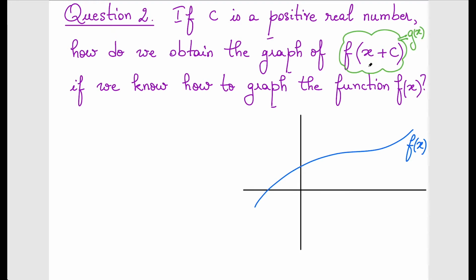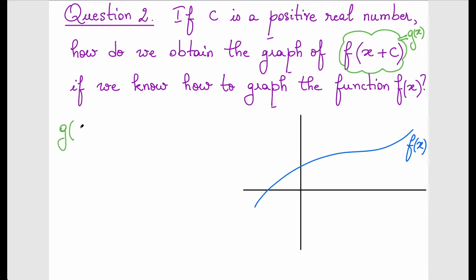So there is an algebraic relationship between the function g and f. The question is, how does this translate at the level of geometry? How can I actually find the graph of g from the graph of f? Okay, so let's write the recipe.